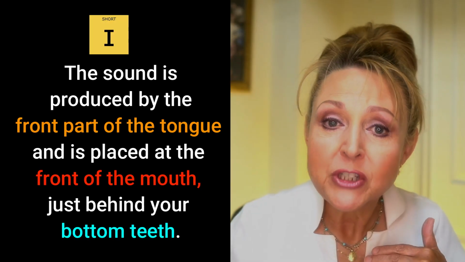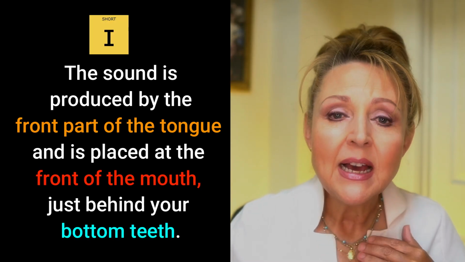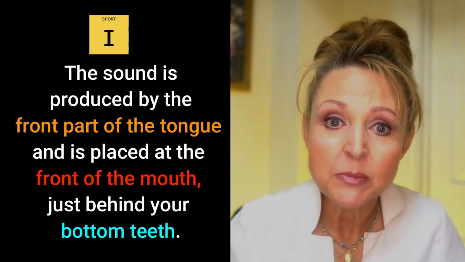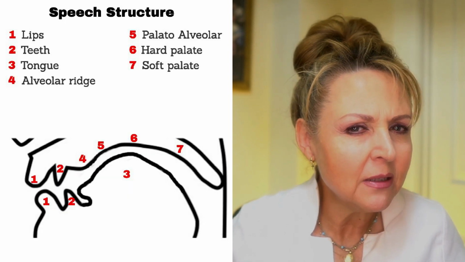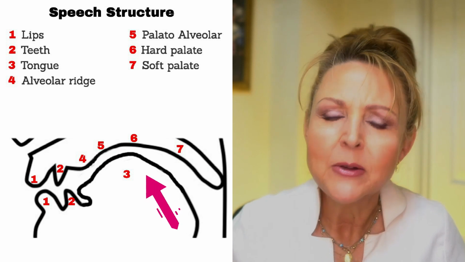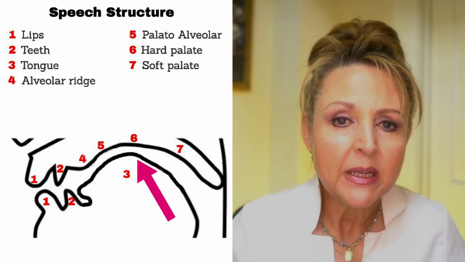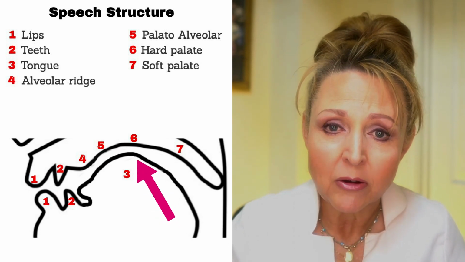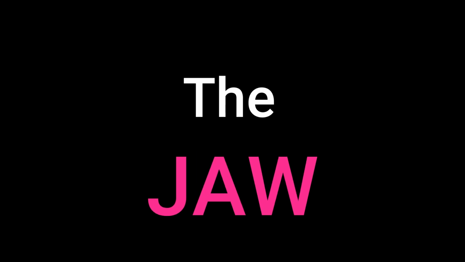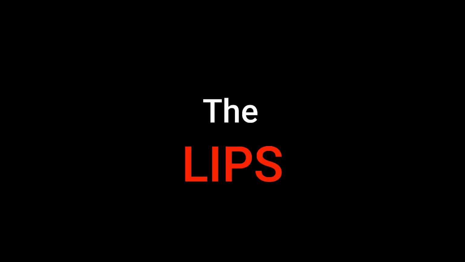So the sound is voiced. And you should be able to feel a vibration here. And the sound is produced by the front part of the tongue and is placed at the front of the mouth, just behind your bottom teeth, just as before. The position of the curve of the tongue is slightly more forward than for E and more of a mid position. This means that you curve the center of the tongue so that it's close to the roof of the mouth. Now the jaw. This will be fairly closed, like this. And lastly, the lips. These are less spread than for E.